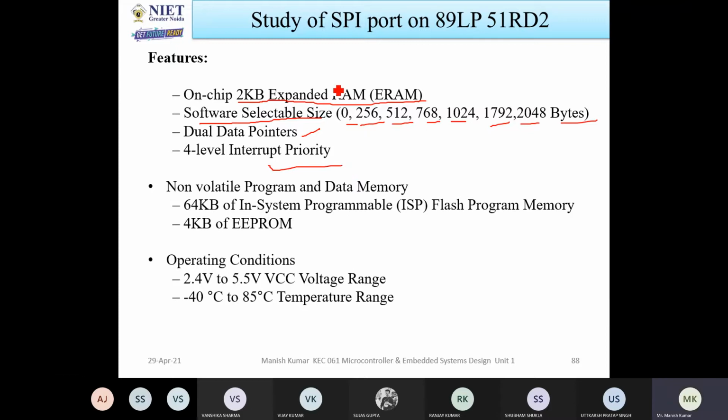Okay. The next is non-volatile program and data memory. It has 64 kilobytes of in-system programmable flash program memory and 4 KB of EEPROM.